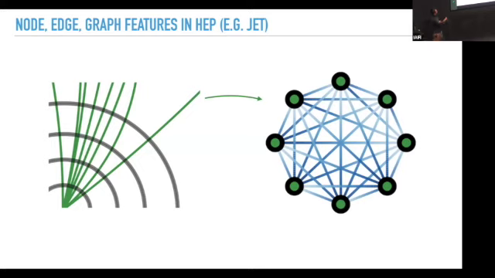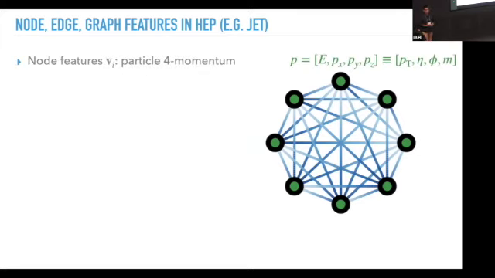Okay, so how do we do this? We take a jet, which is essentially a bunch of particles and their full momentum, and then we basically put them on a graph. So what does this mean? We have node features, which are the particles at the nodes in this graph. So in this case, we have 4 vectors, which could be specified in different coordinates depending on what's most useful for the application.